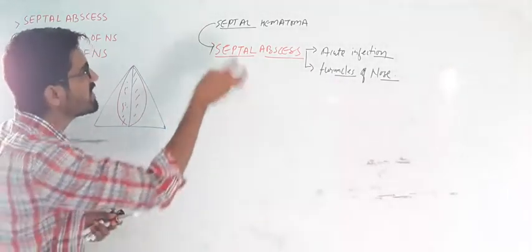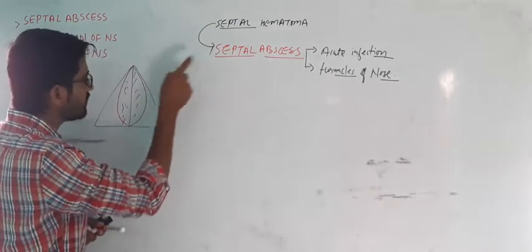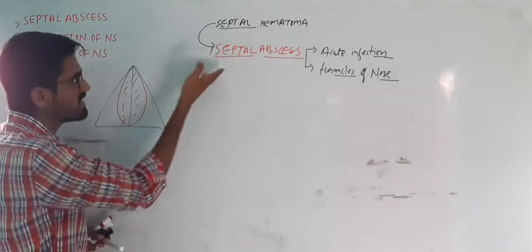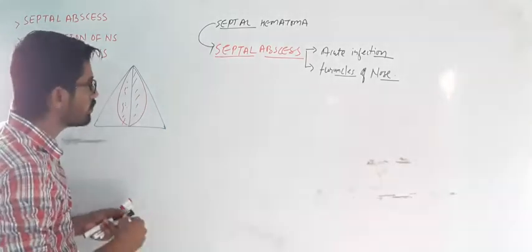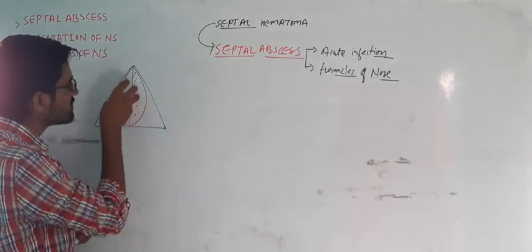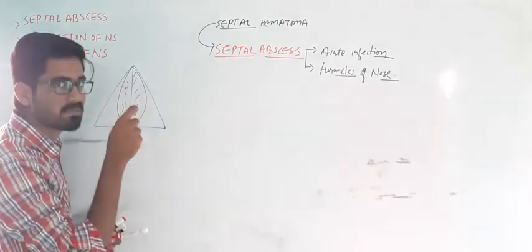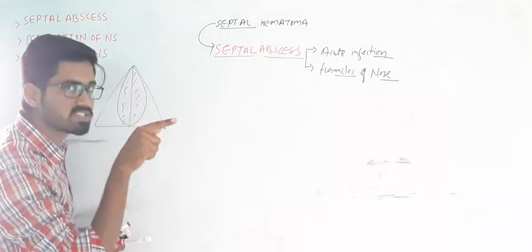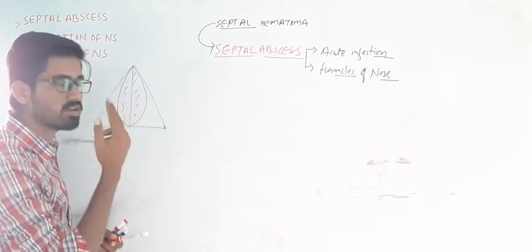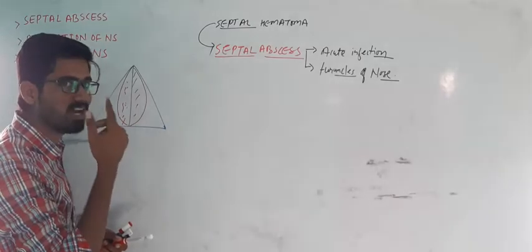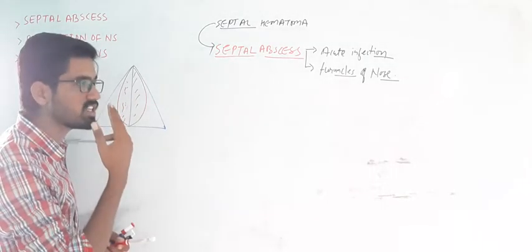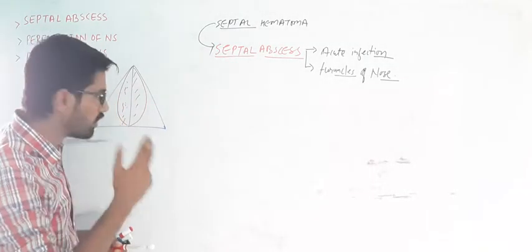So what happens if there is an infection? If there is an infection here, that is a septal abscess. Here is the swelling. If we do an internal examination and look inside the nose, in the nostril or nasal cavity, on both sides there is swelling, like this.